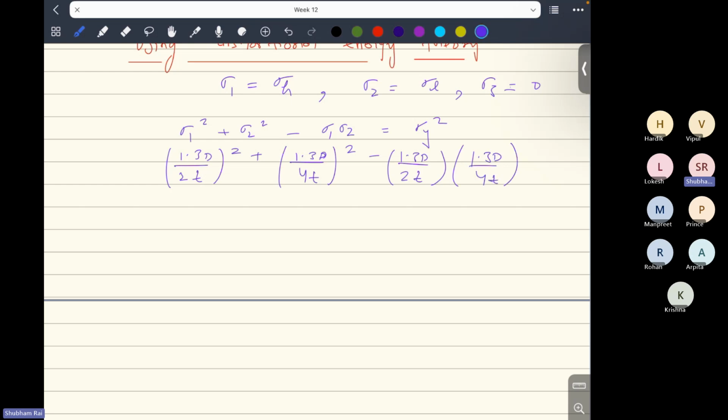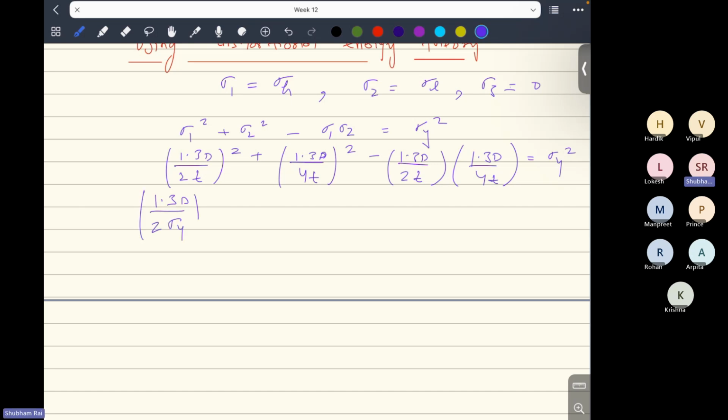So that should be equal to sigma y square, right? Now, actually you can bring sigma y to the left hand side and take t to the right hand side. So if you take 1.3d over 2, and sigma y will also come here.